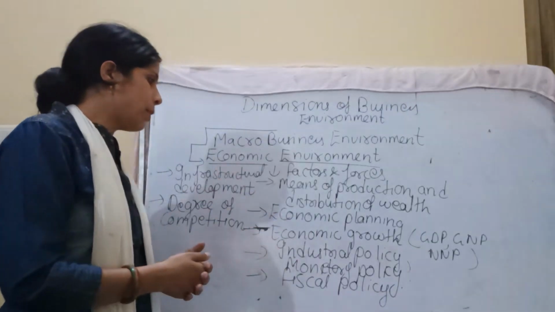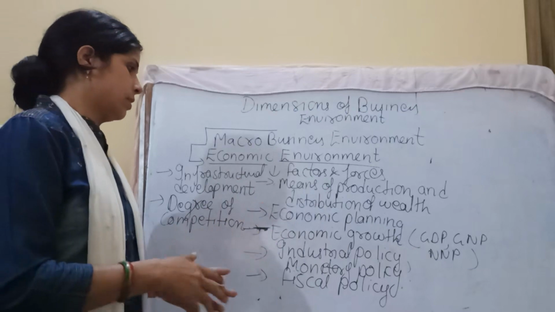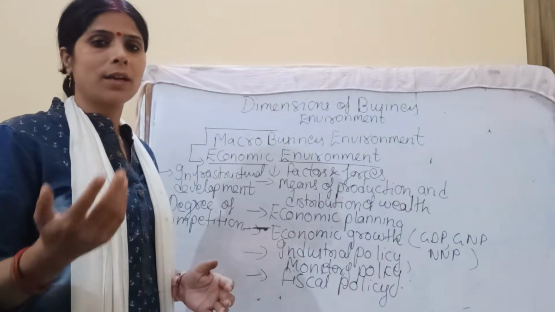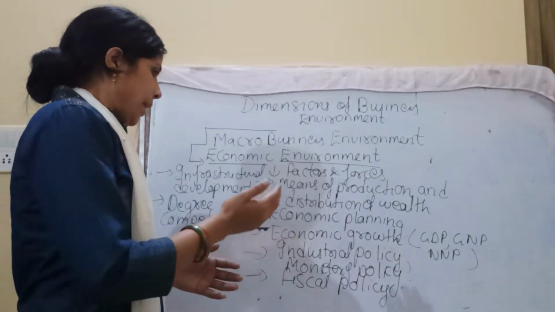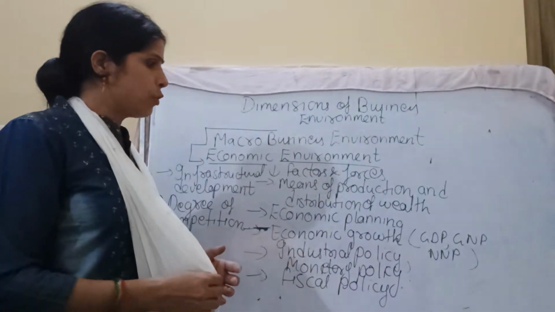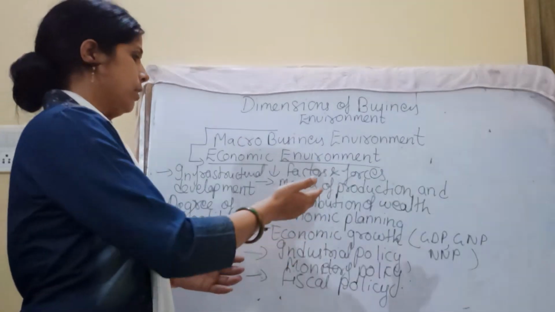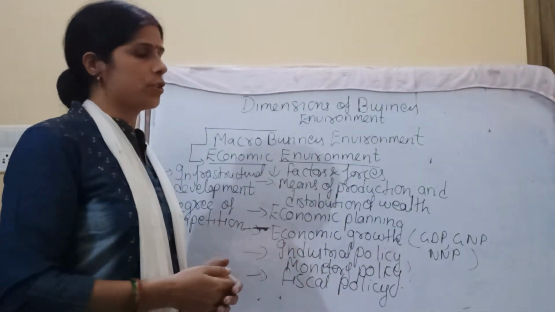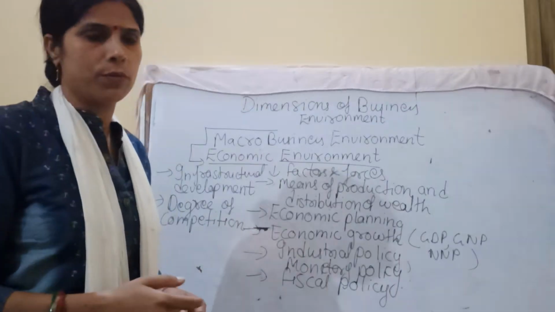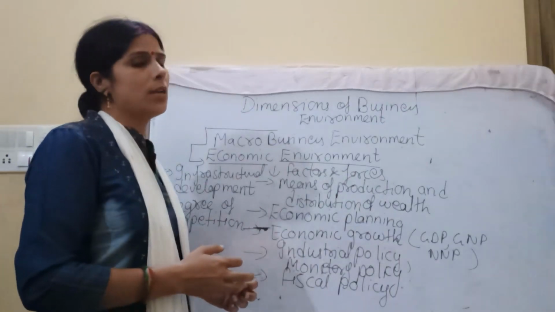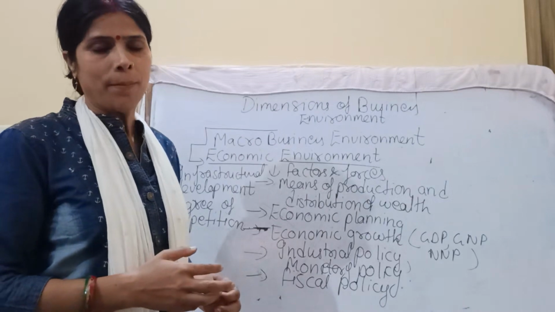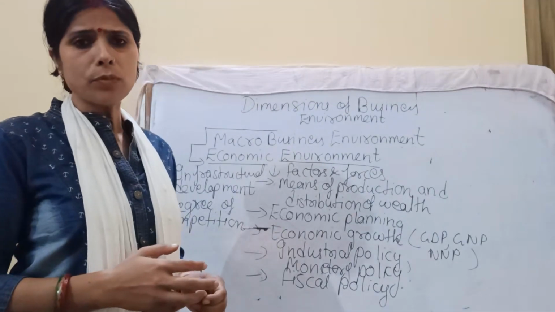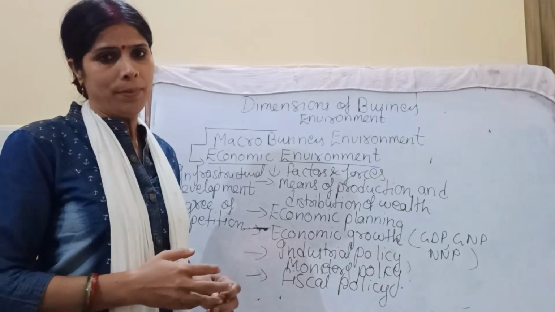So this was only because of the different policies that were started by the government. Now, different parameters are also there to measure economic growth, like gross domestic product, net national product, gross national product. All these are parameters on which the growth of the country is dependent. In today's environment, you see what the situation is.